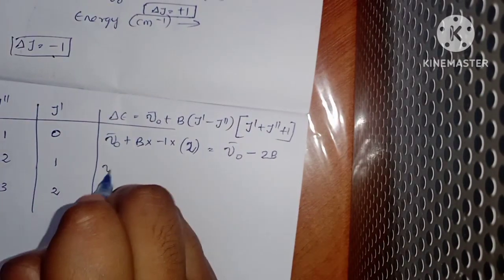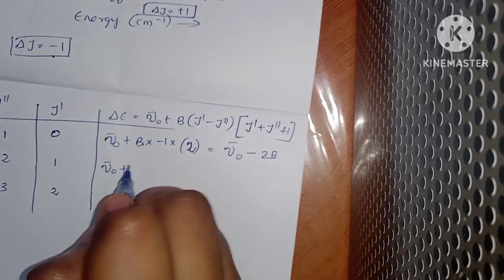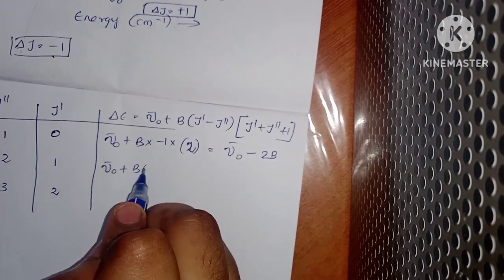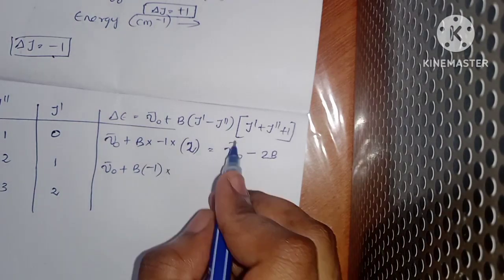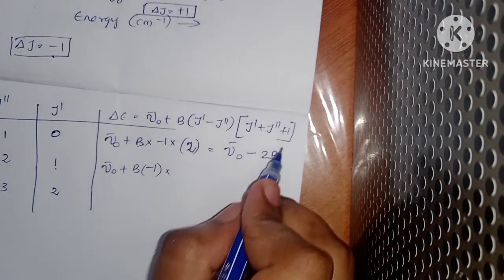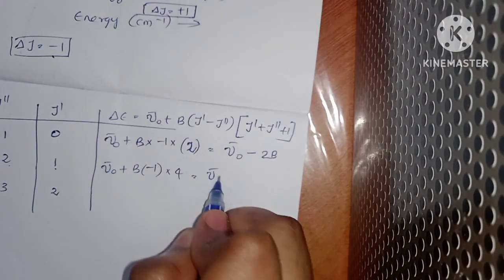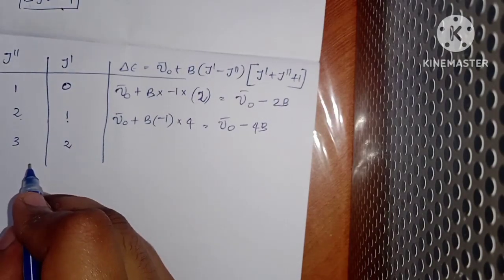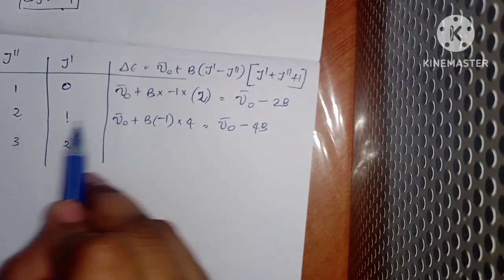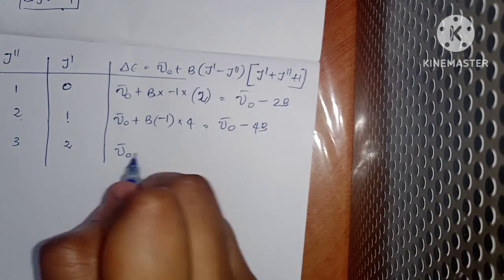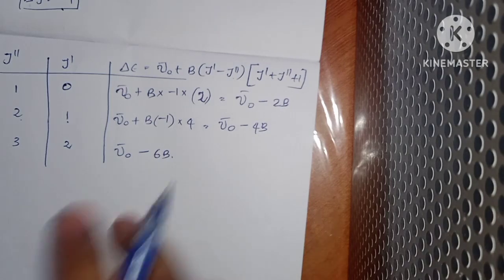And here mu bar 0 plus b into (J' minus J''), 1 minus 2, it is minus 1, into (J' plus J'' plus 1), 2 plus 1, 3, again plus 1, 4. We will get mu bar 0 minus 4b. Like if you do transition from 3 to 2 and putting 3 and 2 instead of J'' and J', we will get mu bar 0 minus 6b.